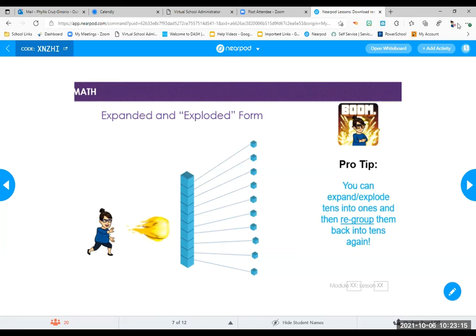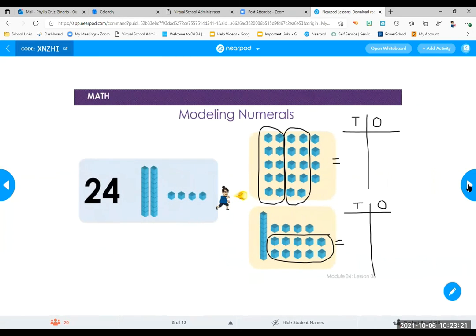So let's see what Mrs. Cruz is talking about when we say that we can expand or explode a 10 to show you a different way to model it. Let's look at the number 24. It usually has two tens and four baby ones. You see that, Ava? Two tens, four ones. That matches. But Mrs. Cruz is going to go Dragon Ball Z and she's going to show it a different way.